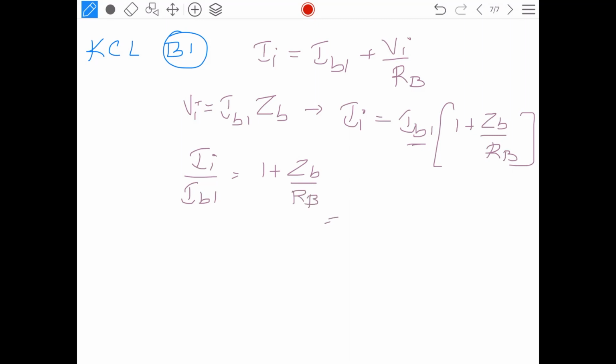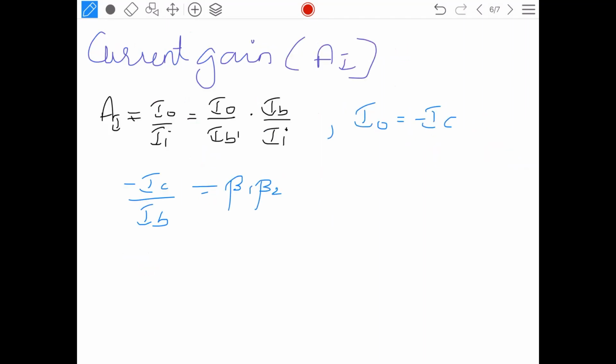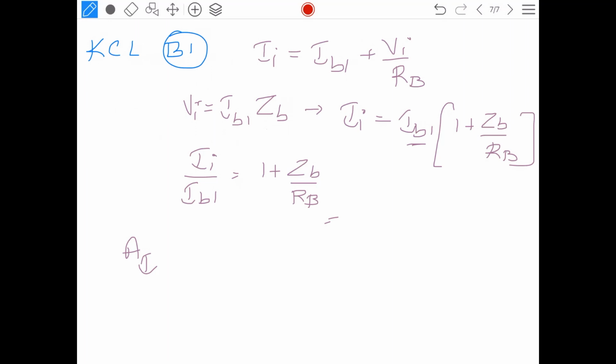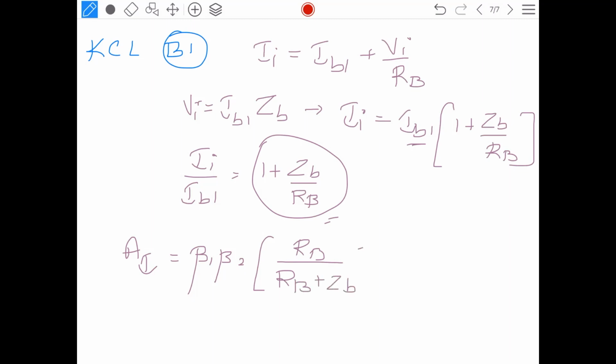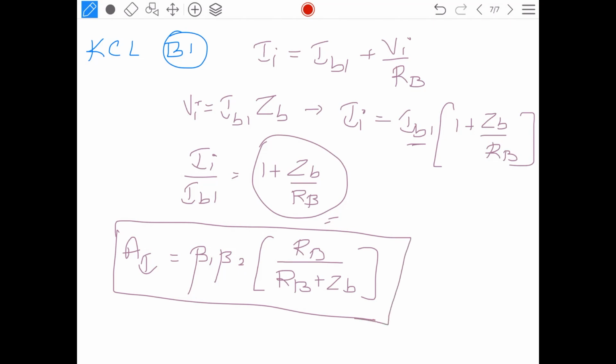Combining these two terms now, for AI, we had written the formula. I am substituting it. Combining both terms, I have beta 1, beta 2 into RB, taking an LCM for this, divided by RB plus ZB. This is the equation for the current gain of the Darlington feedback pair transistor.